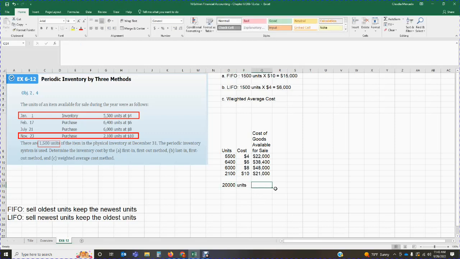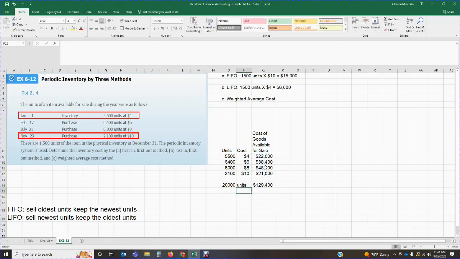And for those 20,000 units, I paid $129,400. Okay. So first we figure out how many total units we had. We had 20,000 units, and those 20,000 units cost me $129,400 based on the individual transaction. Now the problem is saying that you have 1,500 units left over. So out of the 20,000 units that you had, you only have 1,500 left over. That means you sold the rest.